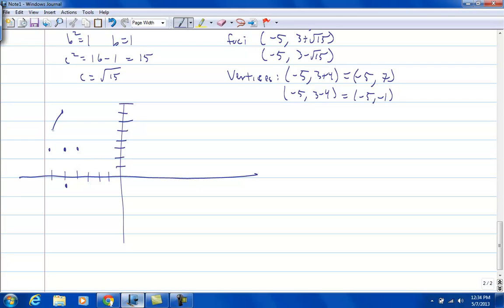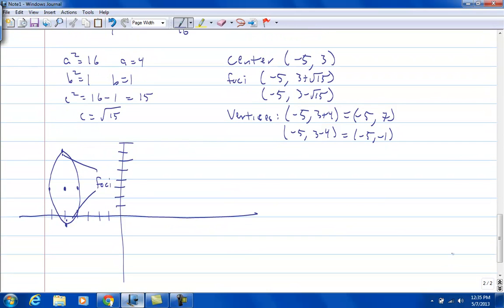So this is what our ellipse looks like. It's really flat, which is going to mean that the foci are pretty close to those vertices. So it's almost up there and down here. Okay. So that would be number 33. I hope that makes sense.